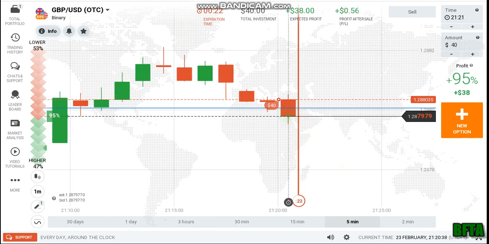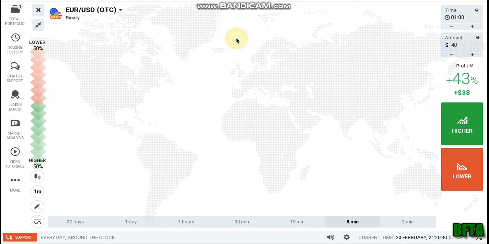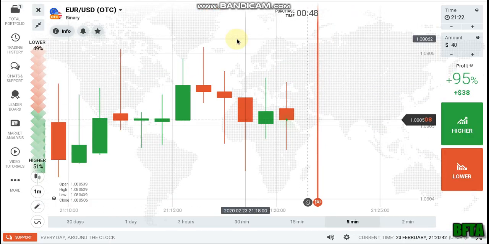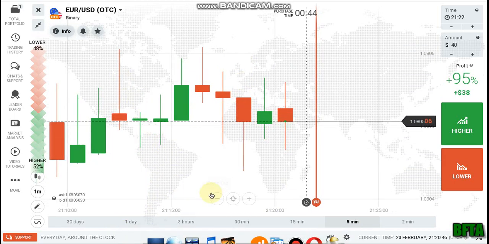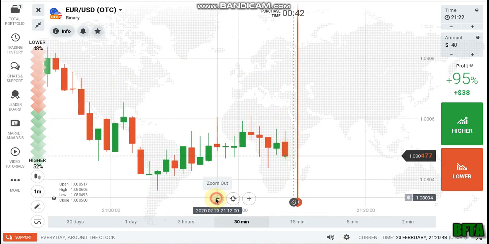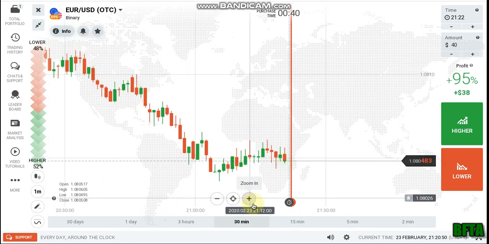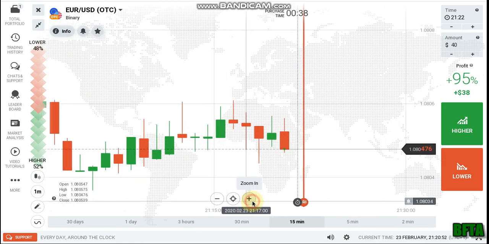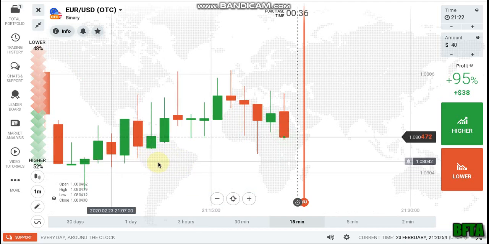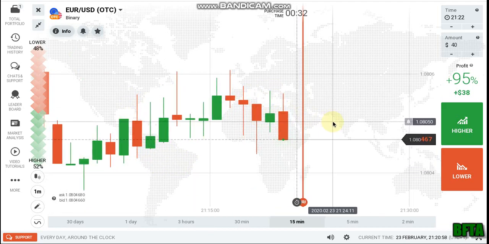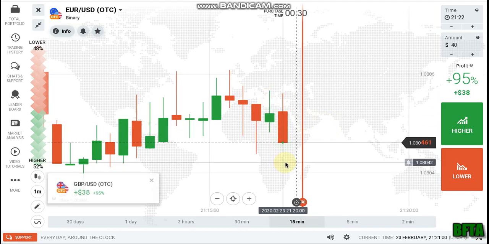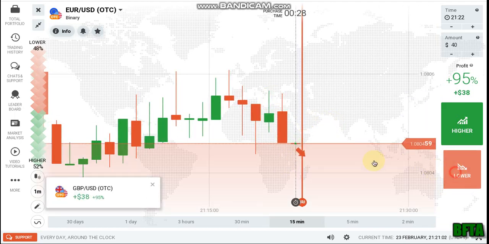I see strong sellers. So let's see this one. You can see a long wick candle and the downtrend. So the buyers are here, the sellers are here, and I can see strong sellers. So I'm going to place a put option.